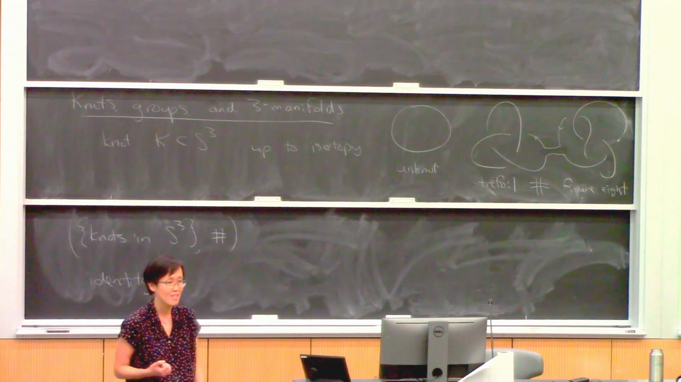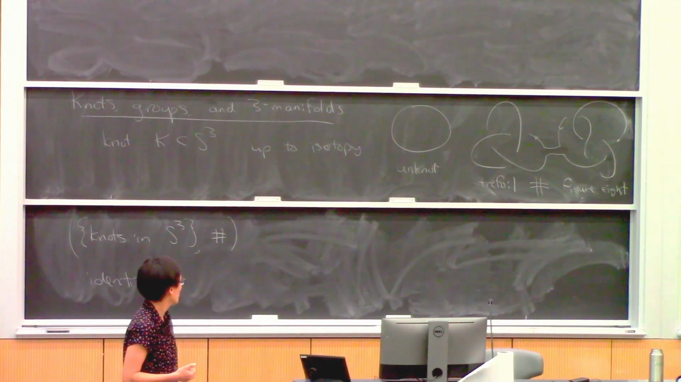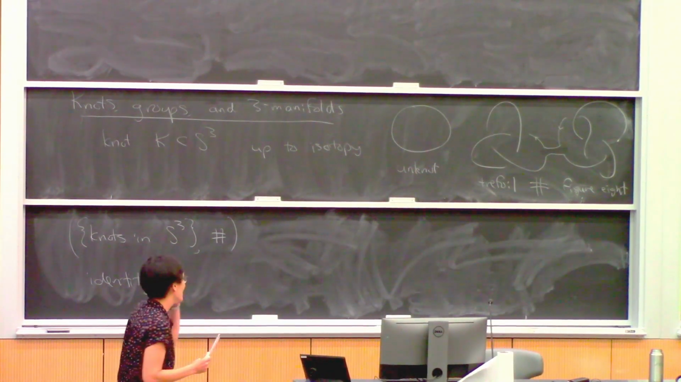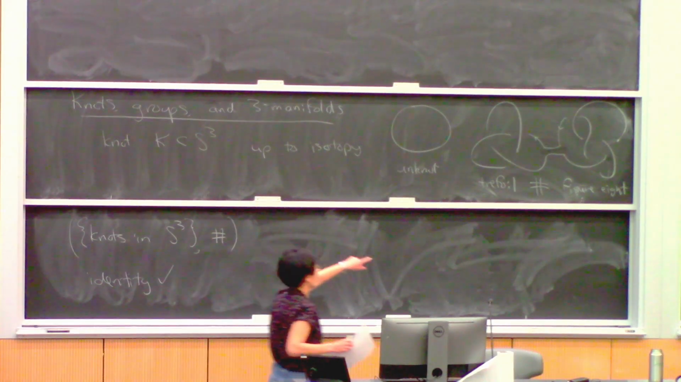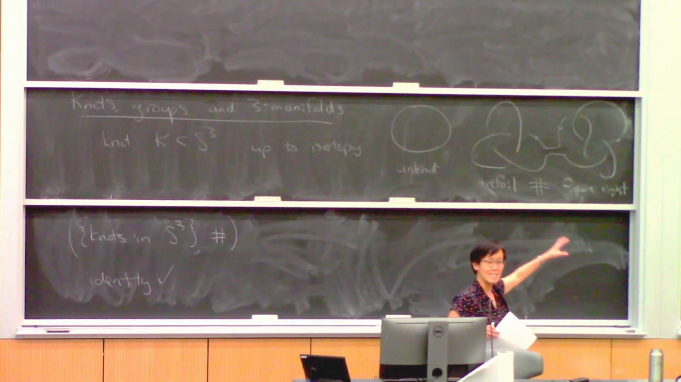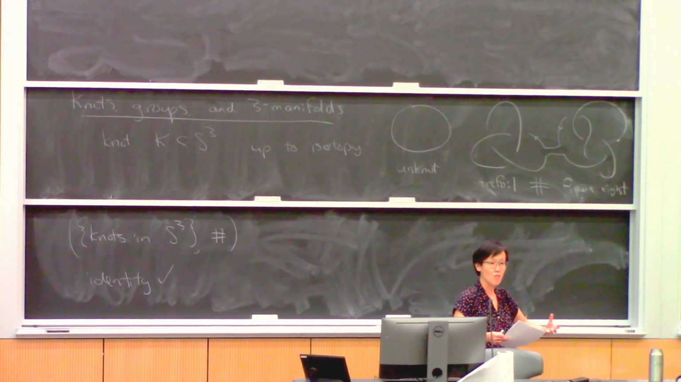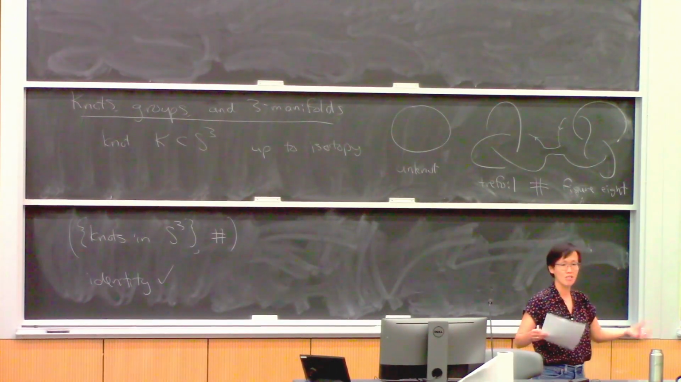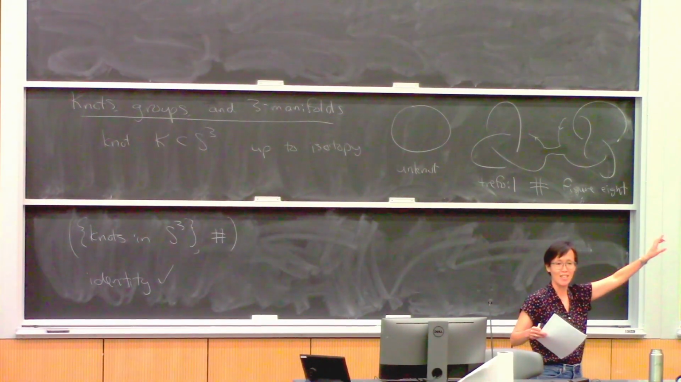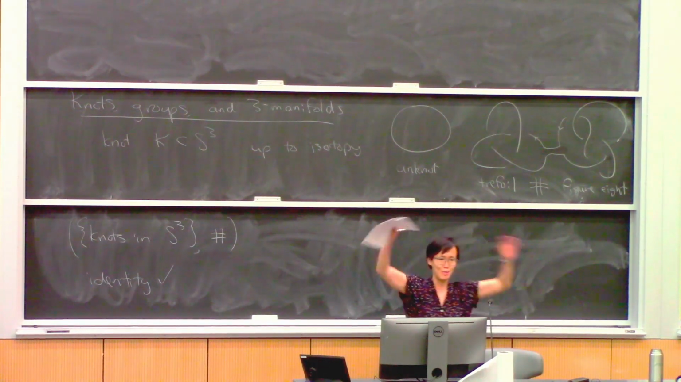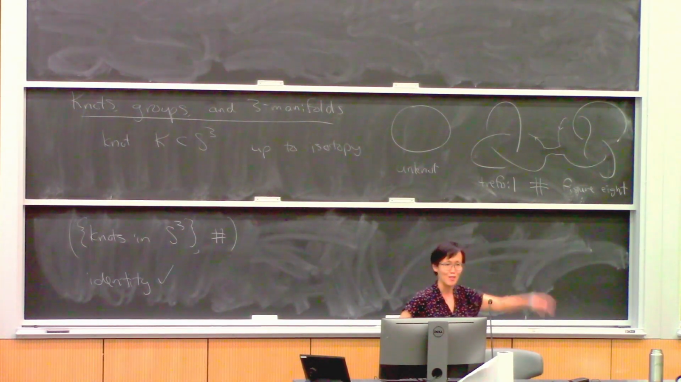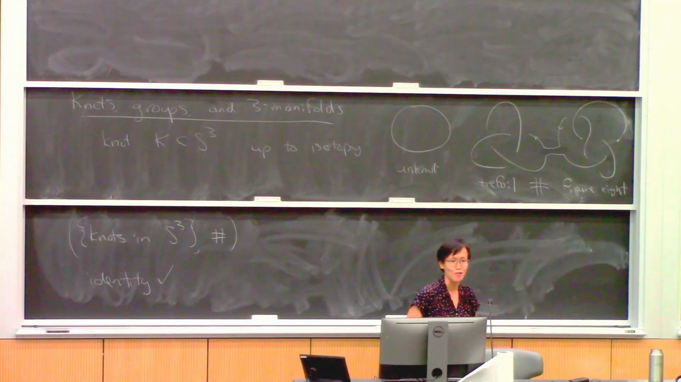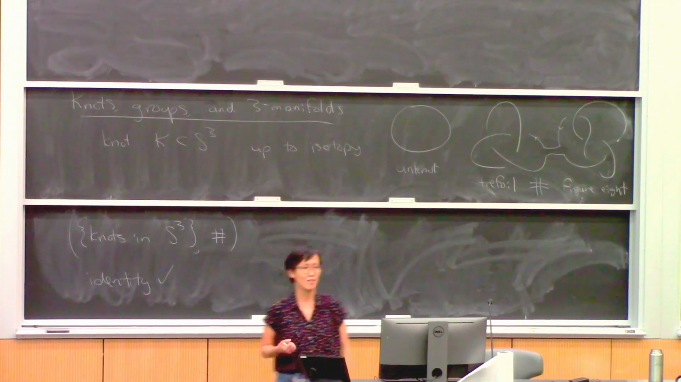So how do I see this as something in S3? For example, this trefoil. Oh yeah, how do you see these things as in S3, right? Hopefully you don't see these as things in R3, right? And so you can think of S3 as R3 together with a point at infinity. So this is R3 and somehow there's the point at infinity. But we can just draw these things in R3. Great question. Other questions?